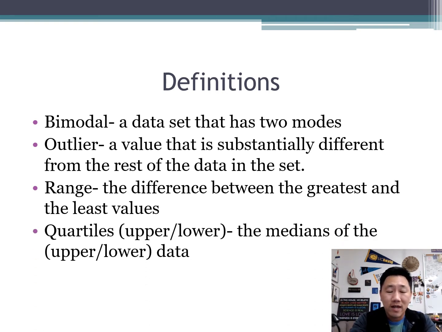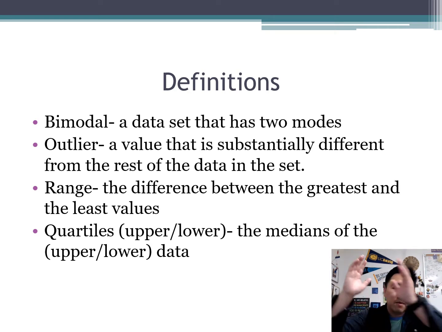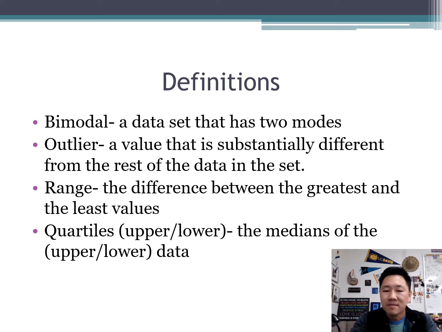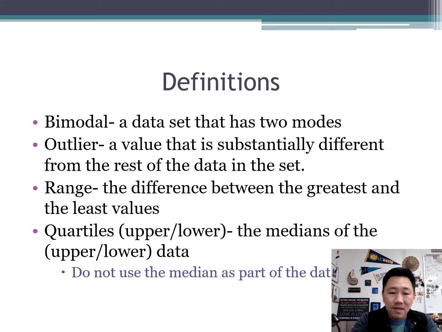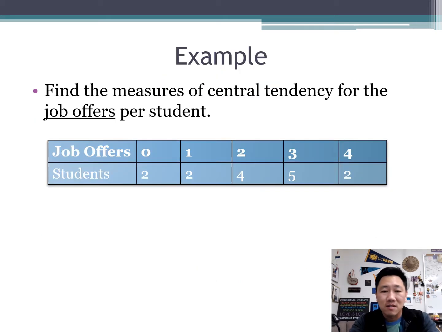And then we have quartiles. There's an upper quartile and there's a lower quartile. And it just means the medians of the data. So whatever the middle of the data is. And sometimes you have the middle of the bottom, and then sometimes you have the middle of the top, called the upper and the lower quartile. And then when you're asked to solve for the quartiles, you don't use the median as part of the data. So let's do an example to see what that means.